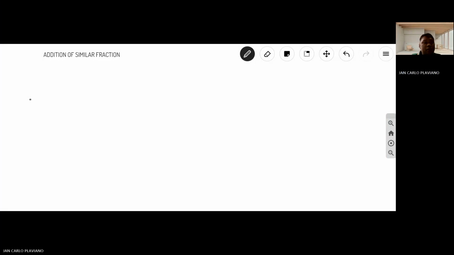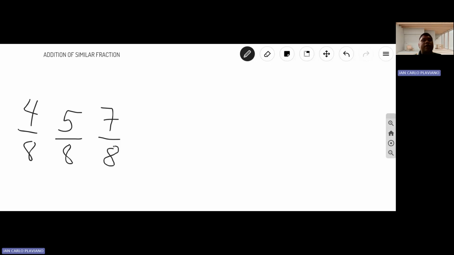We have 4/8, 5/8, and 7/8. Those are examples of similar fractions.